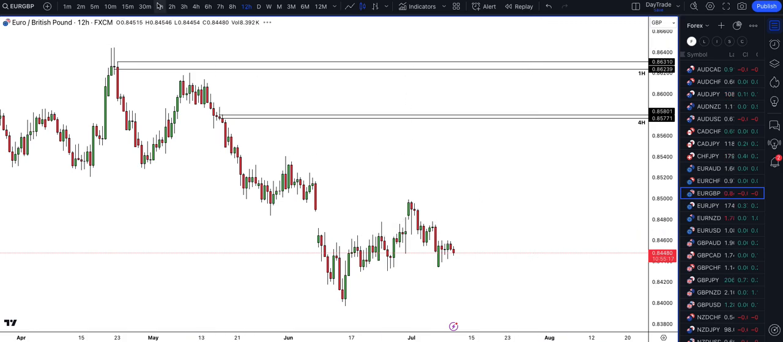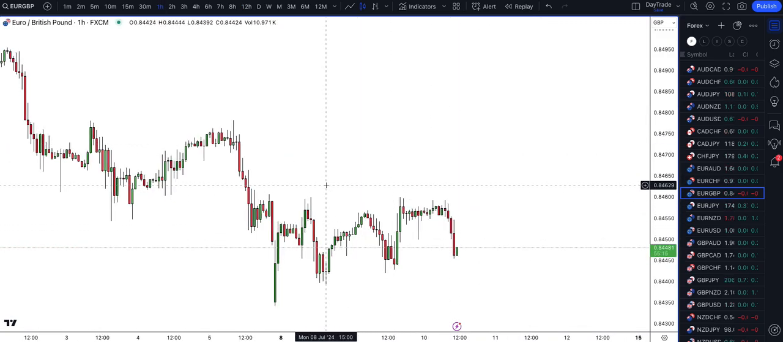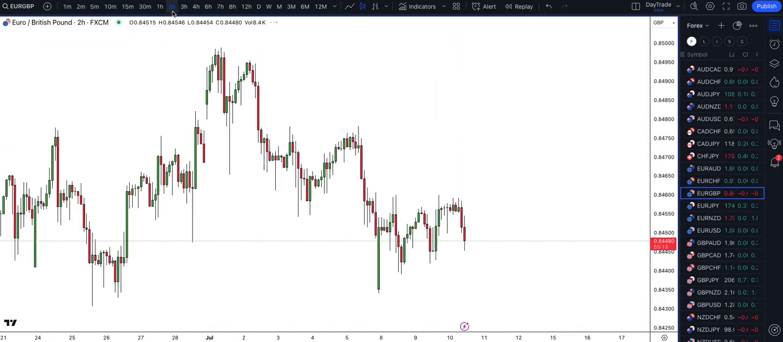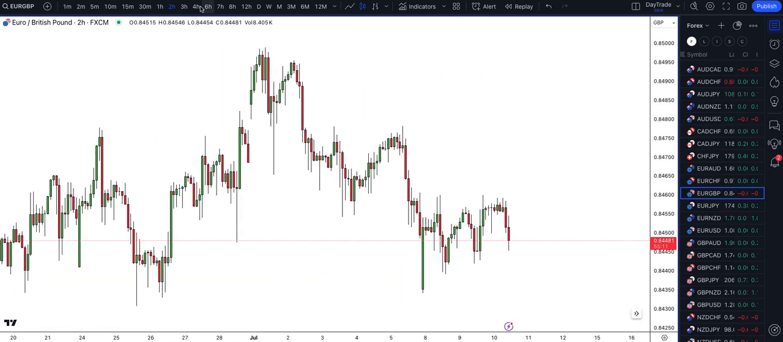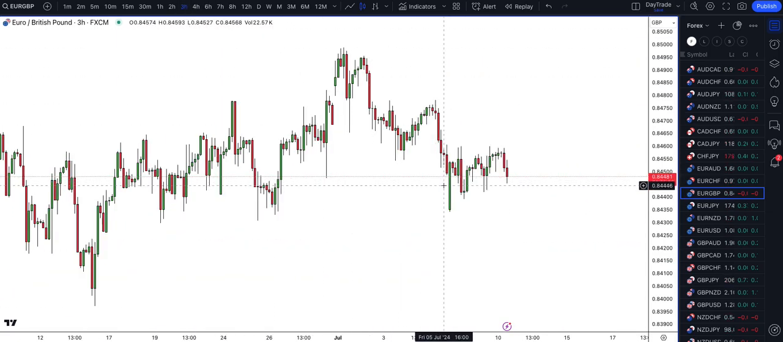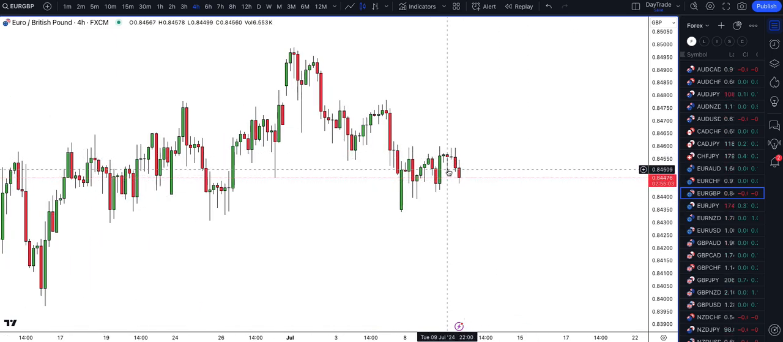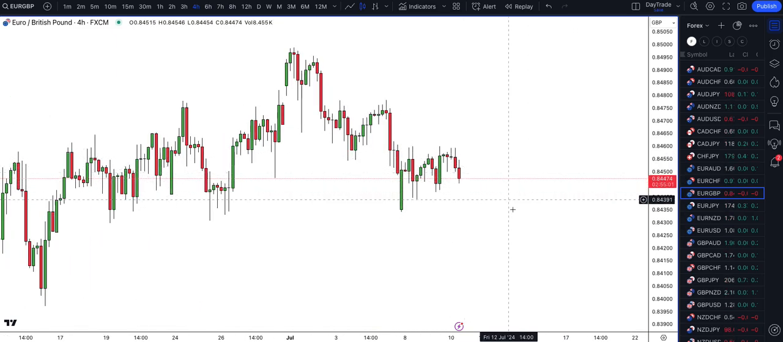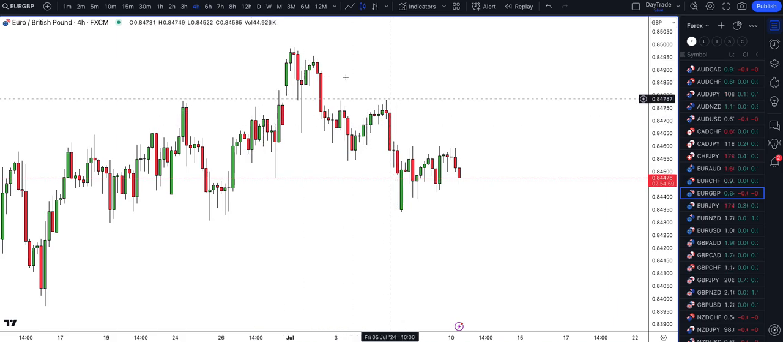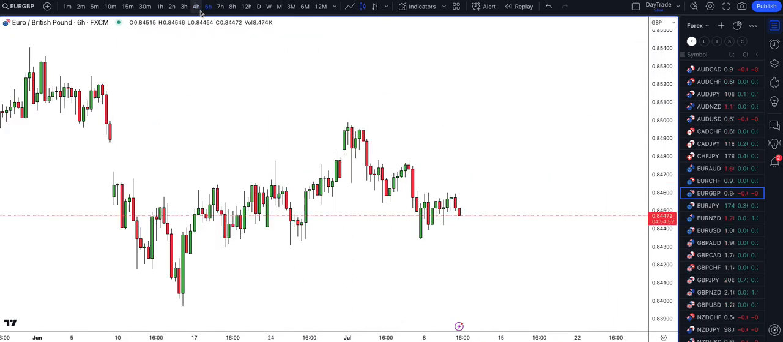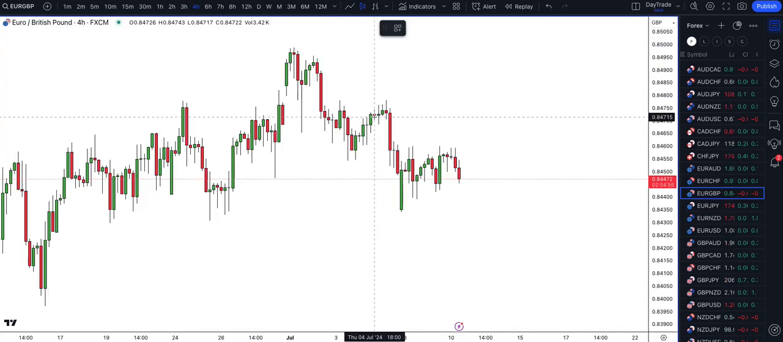Euro pound. Move into the hourly time frame to 2 hours. Nothing really there. 3 hours. A 3 hour time frame. 4 hour time frame. This could be a developing zone, but again, there's this long wick here. That's not the best. Could be potentially some selling pressure up here. So we'll mark that out.